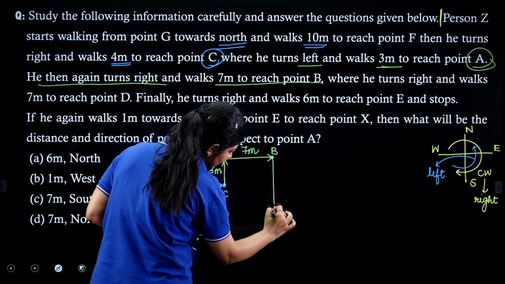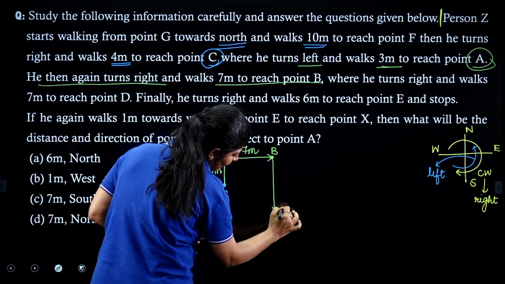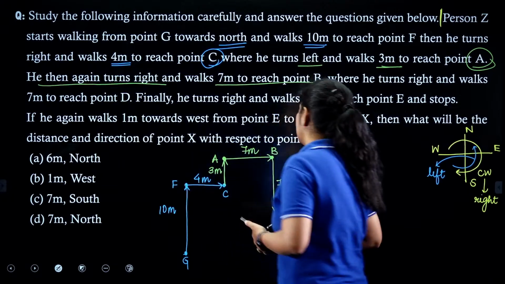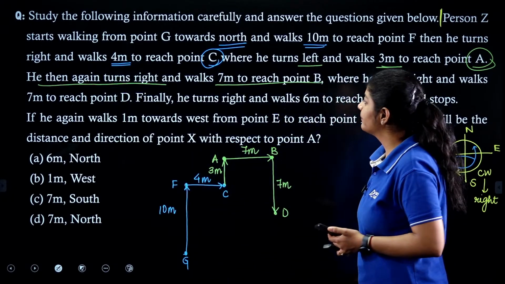And he needs to cover 7. That means he reached somewhere over here and this is point D. This distance is of 7 meters, right? This is my complete diagram.